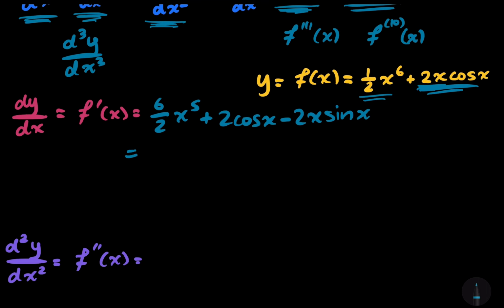And we can just go ahead and simplify this term up here. We'll get 3x to the 5th plus 2 cosine x minus 2x sine x. If you don't understand how we got this, then I encourage you to review the different rules for derivatives and the derivatives of basic functions.